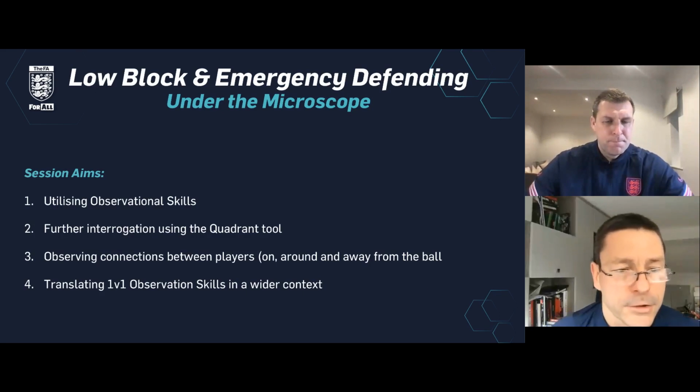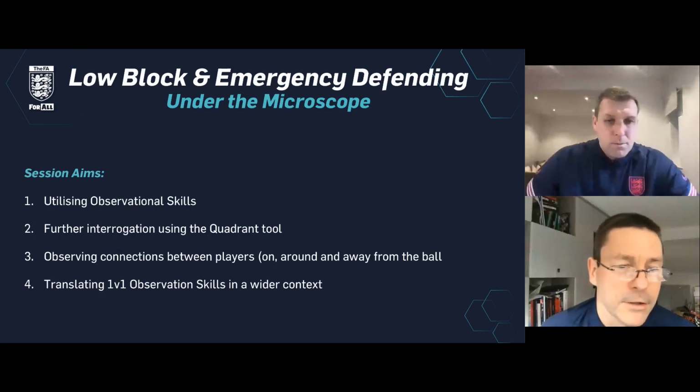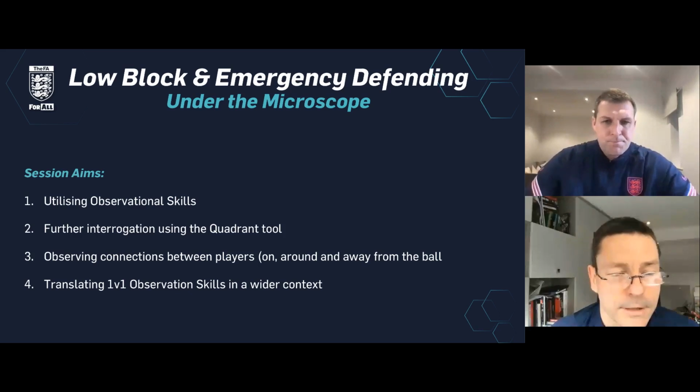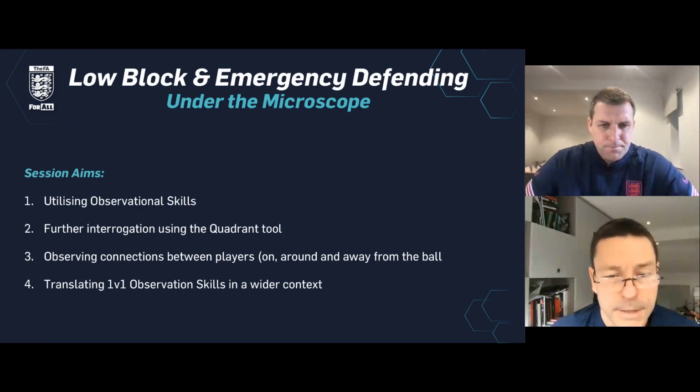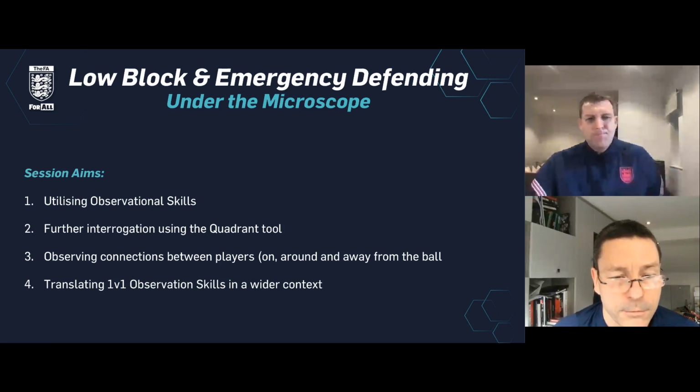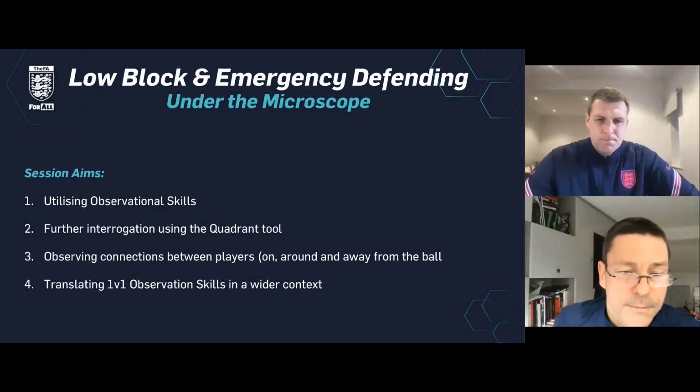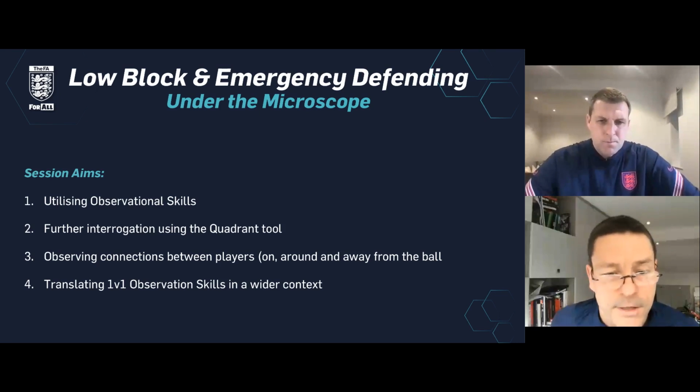Anything to add, Futch, on top of that, just as we finish? We've obviously gone through the session aims, utilising observation skills. We've interrogated the quadrant tool again, and we've observed the connections between players on, away, and around from the ball, and importantly, before, during, and after. And then we're trying to look at the context of that and translating the 1v1 observational skills into, hopefully in the future, 2v2, 3v3, and the full game.